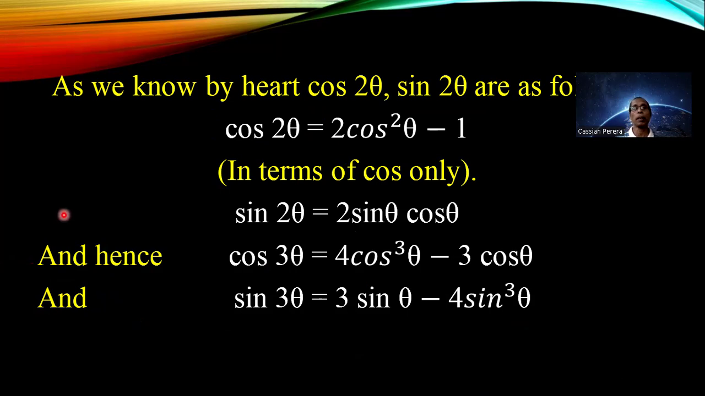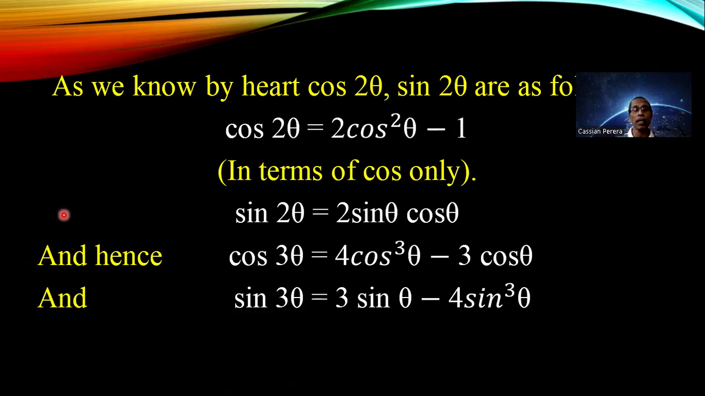As we know by heart, cos 2 theta and sin 2 theta, and it is very simple to obtain these formulas. Cos 2 theta is equal to 2 cos squared theta minus 1, which is in terms of cosines only, and sin 2 theta is equal to 2 sin theta cos theta. We derived these in our advanced level studies in a very simple way.